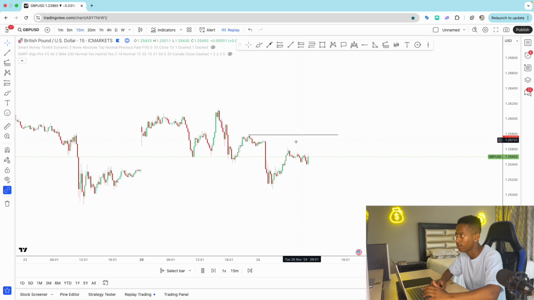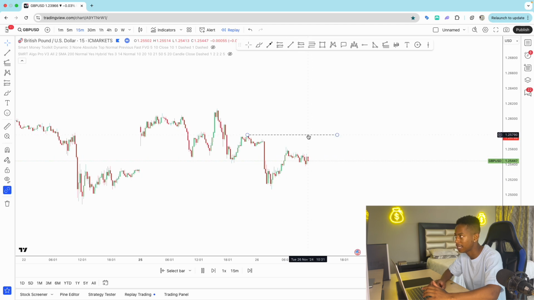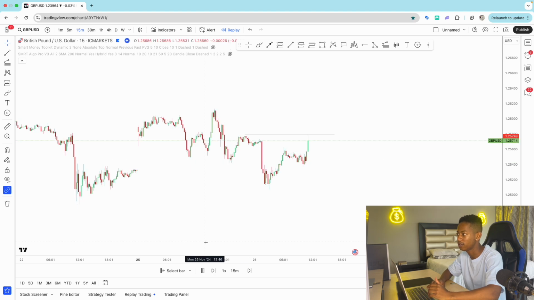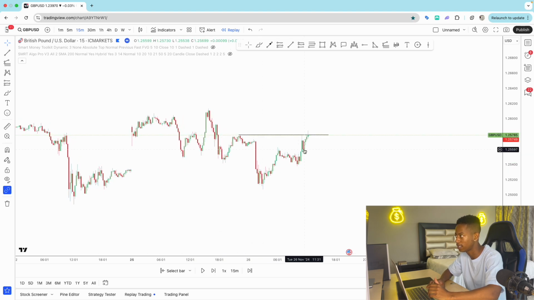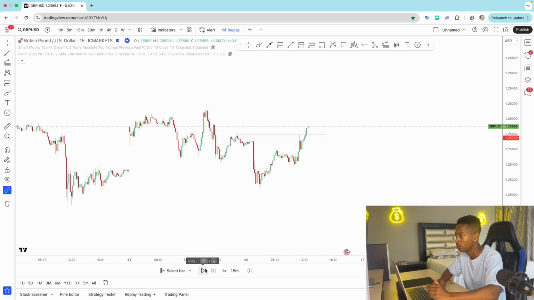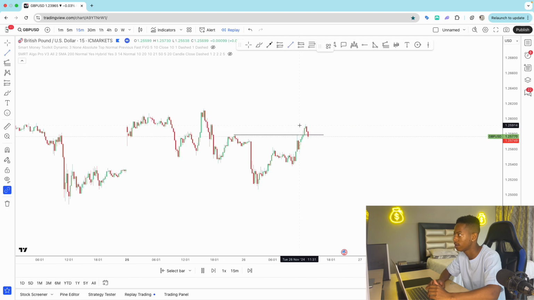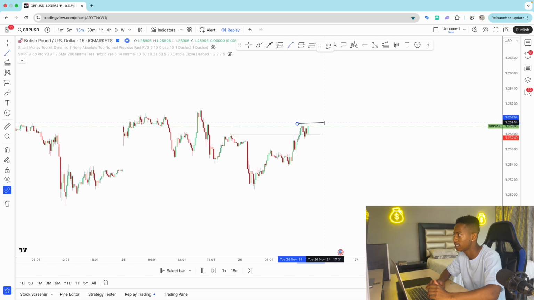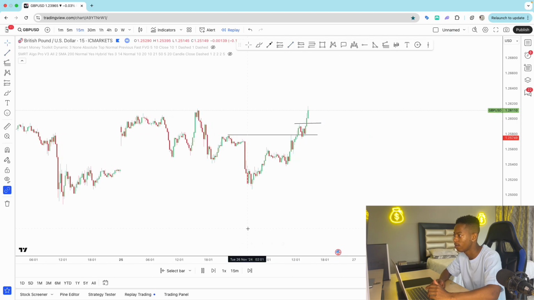So then what we wait for is price to break at least above this area right here, and once it breaks above that area, we wait for the next level. Let me get it. There we go, here's a break above. So then once price has broken above, we also wait for a break of structure. Now we can see price is retesting. This is our structure right here. Price has now broken above.